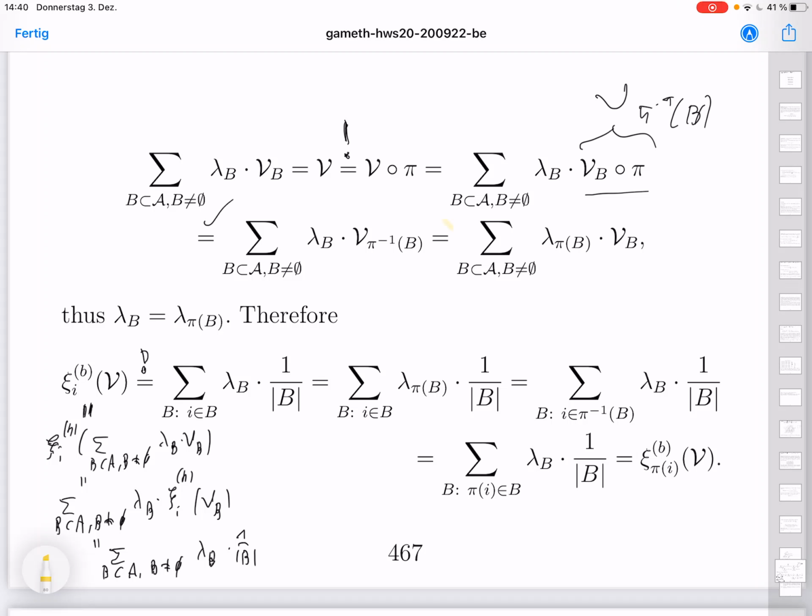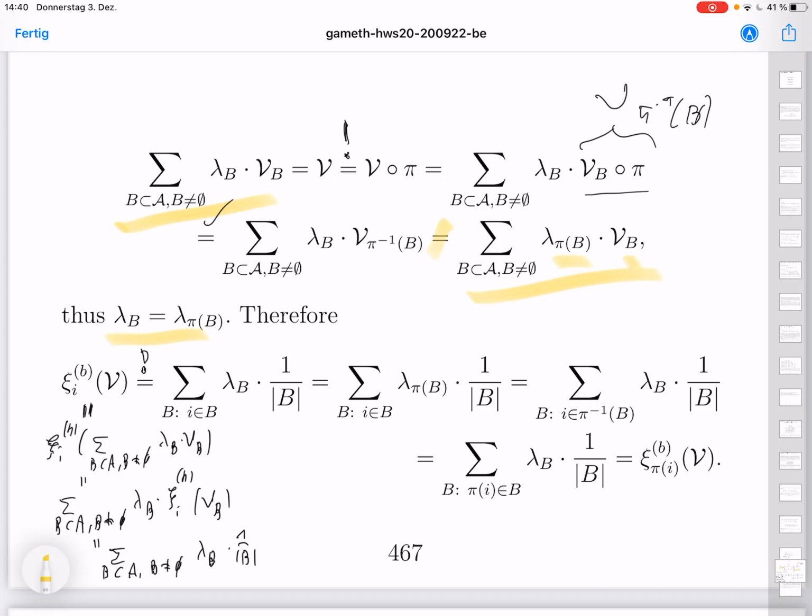And now here I do some change in the summation index, the sets B. Instead of the set B, I consider now the new B is the old pi minus 1 of B. And then I come here to these two new indices, lambda pi of B times VB. And now if you compare this sum with this sum, they are equal. And so they give the same linear combination, but the set of VB is the basis. Therefore the coefficients lambda B and lambda pi of B must coincide. So now we can go on.